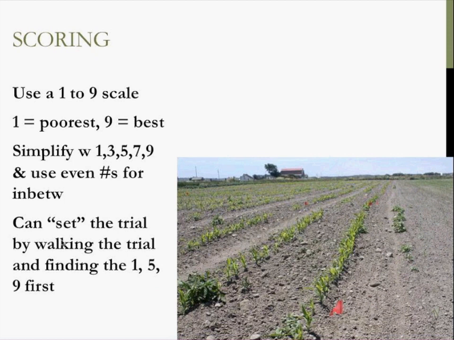So you might do a score for, say, disease susceptibility or resistance. You would have 9 be a perfectly healthy plant, 1 be a dead plant, 5 be something that's partially affected, and then set the trial by looking for the healthiest plant, the worst plant or plot, and then looking for one in the middle, deciding that's 1, 5, and 9, and then you can go through and score each plot for the disease incidence.